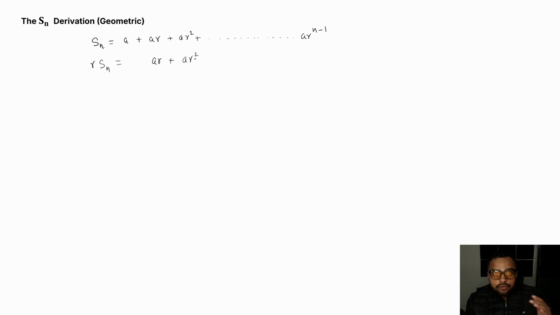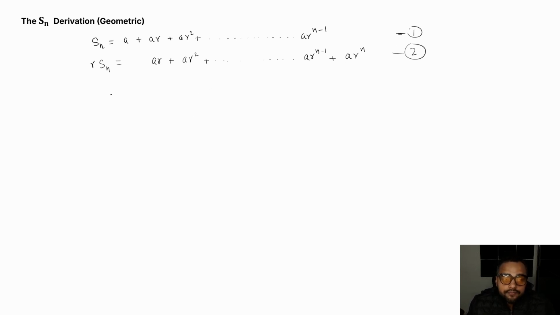Don't get confused between the first and second series. For the second series, the second term will be ar squared. For the first series, the third term will be ar squared. Similarly, if we go on like this, the second last term will be ar^(n-1), and the last term of this series will be ar raised to the power n. We have multiplied r to the series written above. So let's consider this as the first equation and this as the second equation.